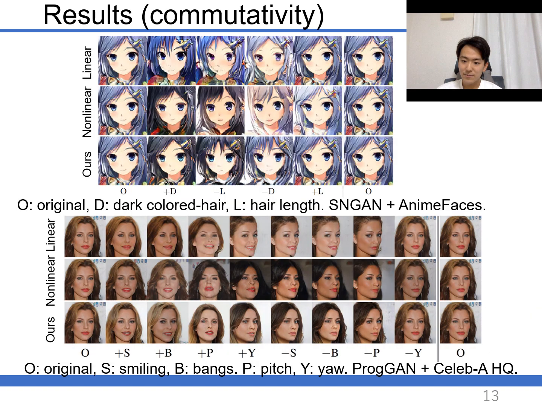These are the results of sequential editing of anime faces and the CelebA-HQ dataset. When editing hair color of anime faces by the nonlinear method, the hair color isn't restored. When editing human faces by the nonlinear method, the yaw rotation and image brightness aren't restored. These results also indicate that image editing by the nonlinear method is non-commutative, whereas linear and our methods' editing is commutative.